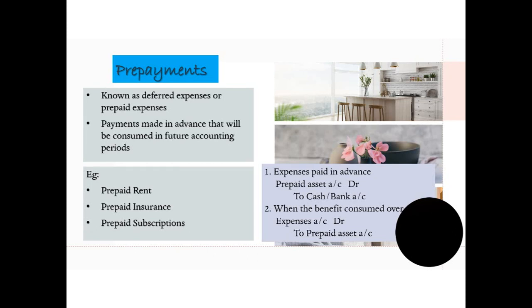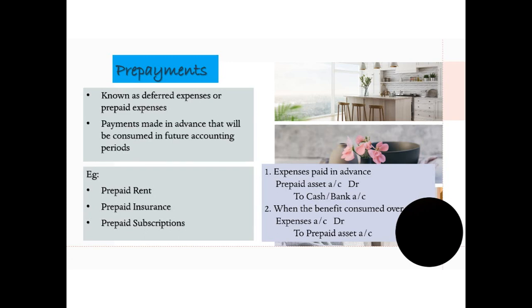Prepayments, also known as deferred expenses or prepaid expenses. These are payments made in advance for goods or services that will be used or consumed in future accounting periods. Instead of recognizing the entire expense upfront, prepayments allow the expense to be allocated over the periods in which the benefit is received. Some examples of prepayments are prepaid rent, paying rent in advance for several months.